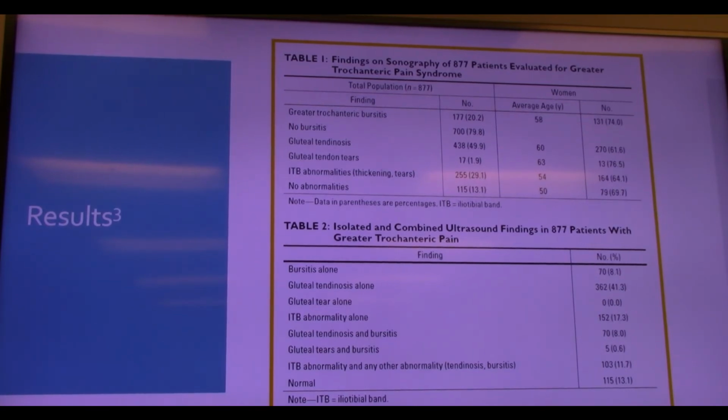700 patients did not have bursitis on ultrasound, but actually 177 of them had some element of greater trochanteric bursitis. So you can see that the numbers for bursitis alone is not that significant, but in terms of bursitis being an entity within their findings, it's actually around 20%. In terms of gluteal tendinosis, that was around 49.9% in terms of it being a component of the clinical findings overall.